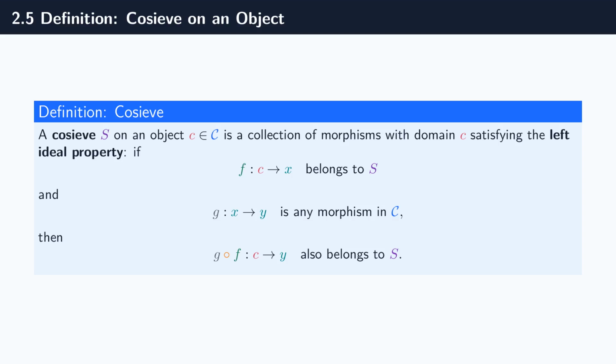A cosieve S on an object C is a collection of arrows whose domain is C. If F from C to X belongs to S, and G from X to Y is any arrow, then the composite G after F must also belong to S. In plain words, a cosieve accepts every possible continuation of an accepted outgoing arrow.